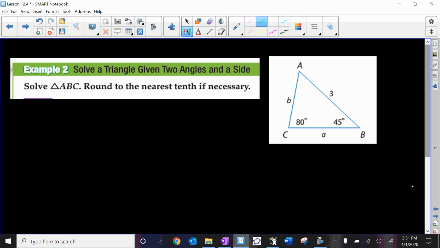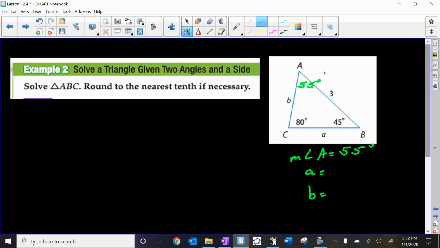When I say solve, I'm looking for all the missing parts, so I need the measure of angle A, I need side length A, and I need side length B. In terms of your angle measure, we're going to solve for that first. Remember, in a triangle, all the angles add up to 180 degrees. So you should be able to take 180 minus 80 minus 45 to get you 55 degrees. Place that up here in my triangle.